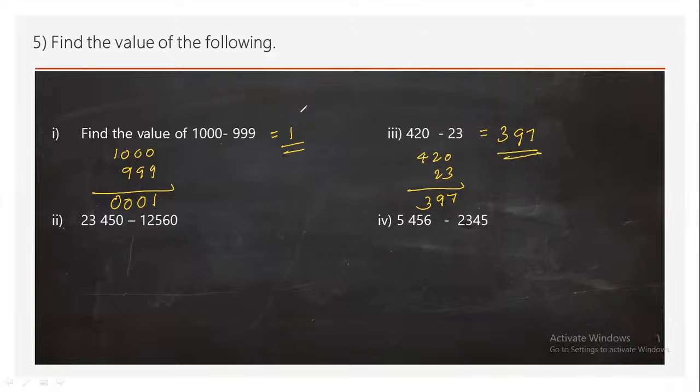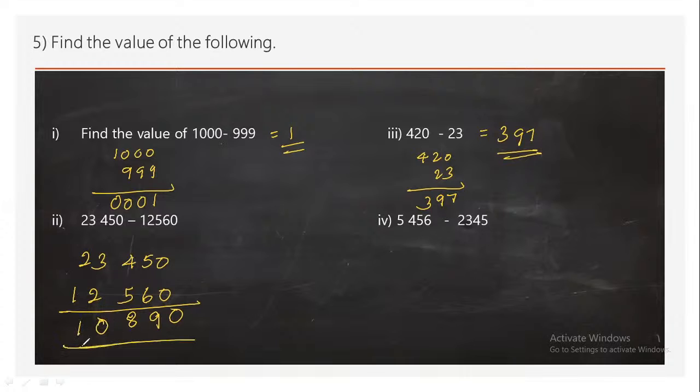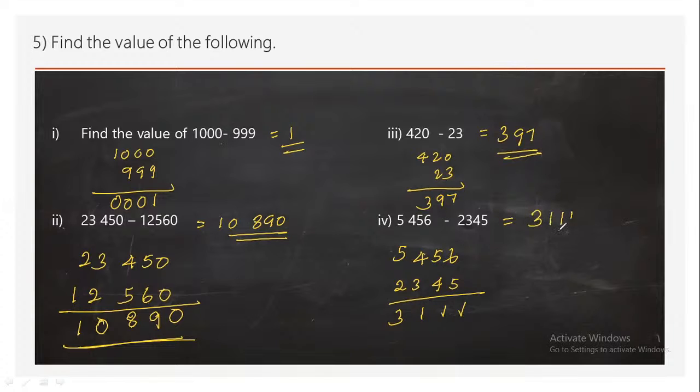23,000. 15 subtract 6, 9. 13 subtract 5, 8. 10,890. What is the answer? 3,111.